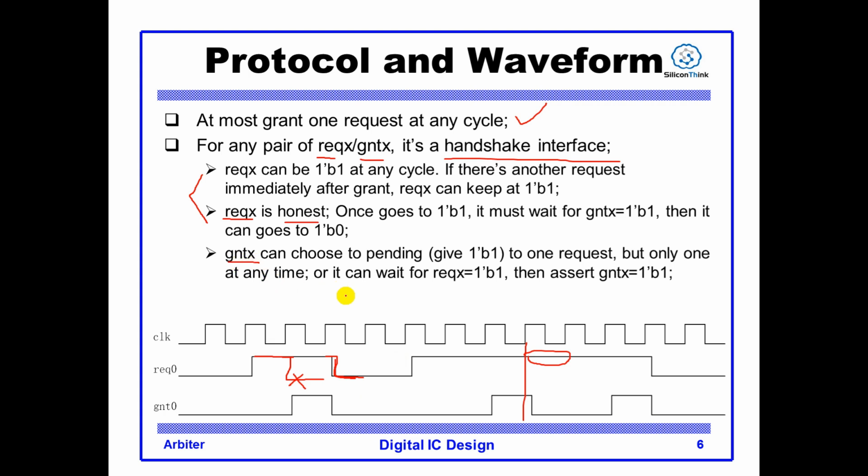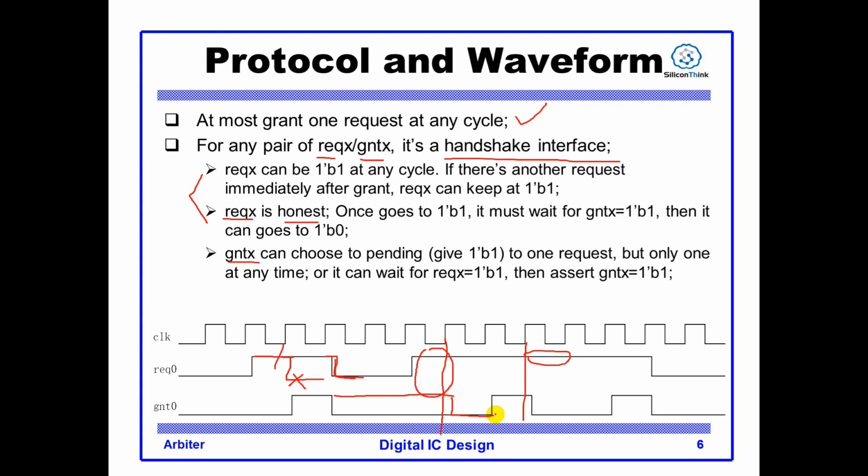And for grant, there is always no restriction on grant. Grant can check the status of request, then assert grant. You can pend, such as you can pend grant. Yes, you can pend grant to one request source, such as we can pend grant to request 0. Then at this cycle, request 0 has gotten the access.